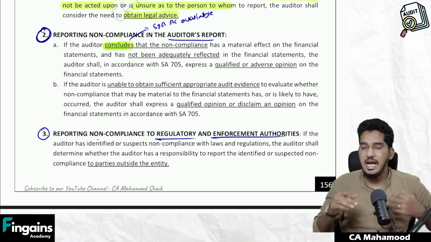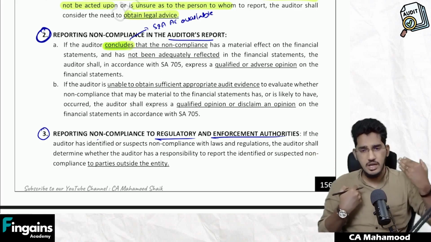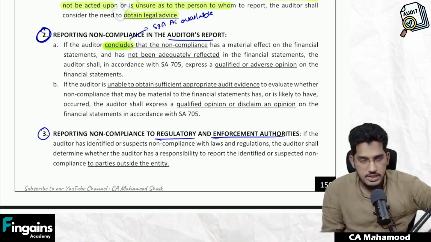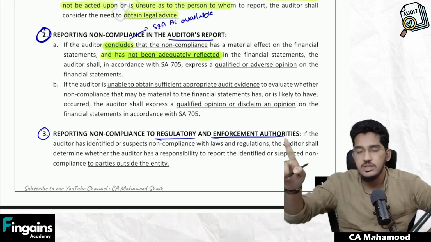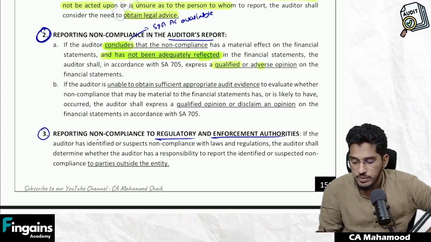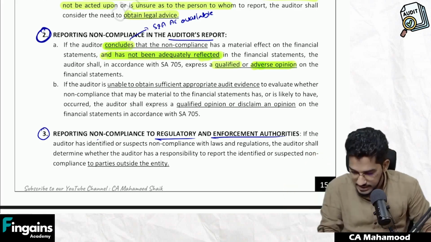If I am saying I am damn sure there is a non-compliance, when will I conclude, when I have evidence or don't have evidence? Definitely when I have evidence. So if the auditor concludes, that means he has sufficient and appropriate audit evidence that the non-compliance has a material effect on the financial statements and it is not adequately reflected or disclosed in the financial statements, then the auditor shall, in accordance with SA 705, express either a qualified opinion or adverse opinion on the financial statements. Guys, nothing here.